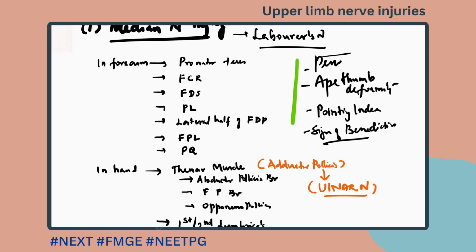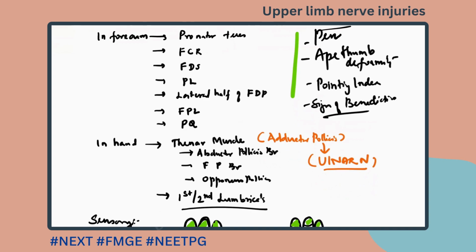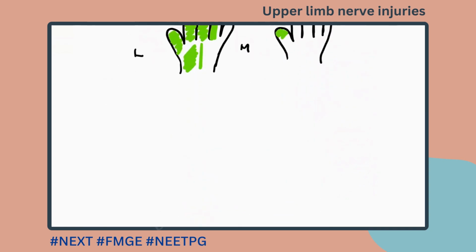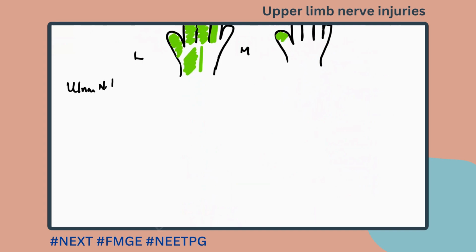And in which part of the fingers you will not have sensation? Lateral 3 and a half fingers you will not have sensation. This is about the median nerve injury. Okay, fine. Next we'll go to the next topic, ulnar nerve injury. Few important points in ulnar nerve injury.